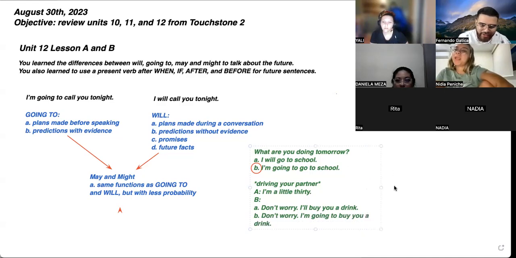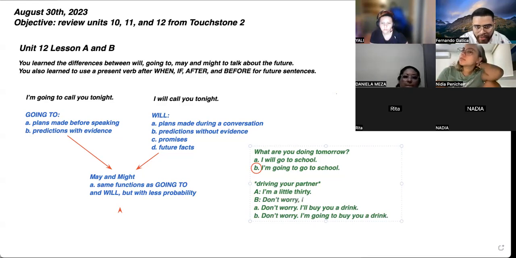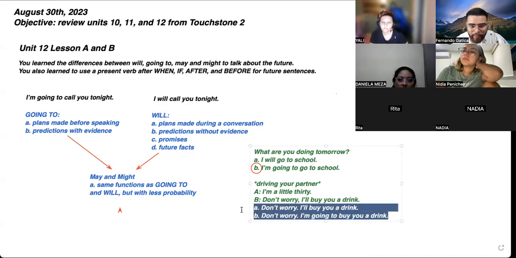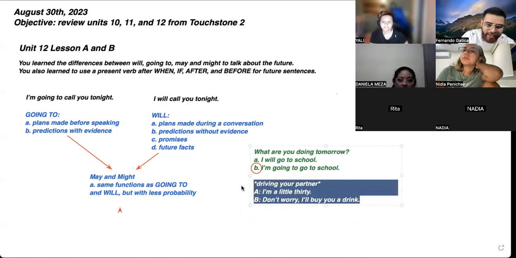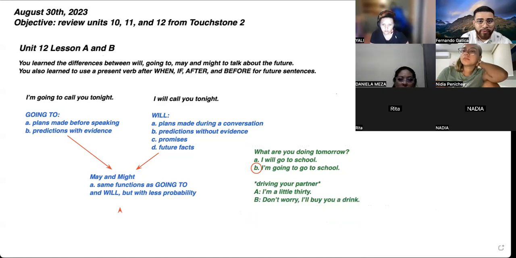Letter A. Don't worry, I'll buy you a drink. La A es correcta con will porque es algo que decías en el momento. Tú no tenías planes de comprarle a tu pareja una bebida hasta que él o ella te dijo, tengo un poco de sed. Okay. Entonces, cuando es algo así improvisado, espontáneo, usen will.